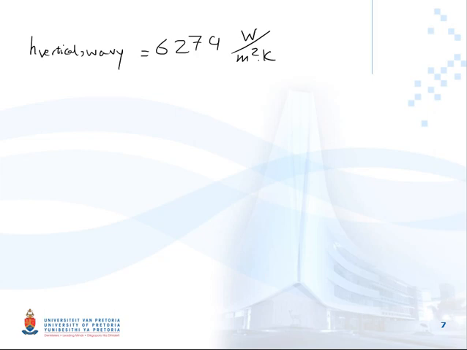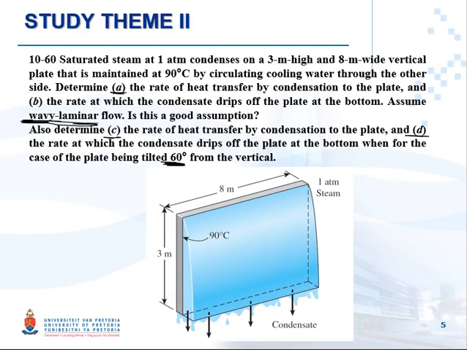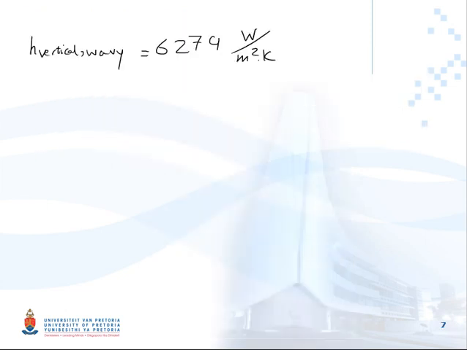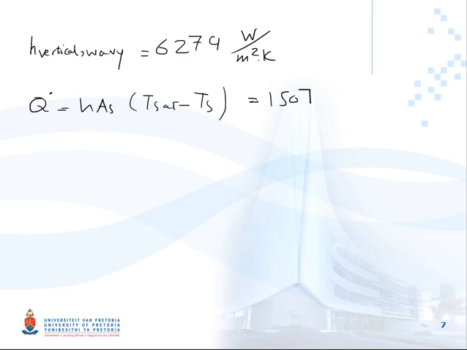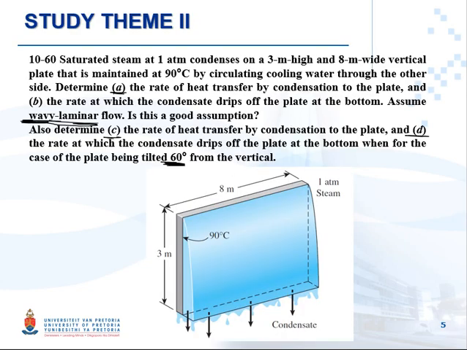Now the second one, what it is asking us is the rate of heat transfer by condensation to the plate. We know that rate of heat transfer is in watt units, so Q dot is H A s (T sat minus Ts), so the answer will be 1507 kilowatt. Okay, so this is the first one.